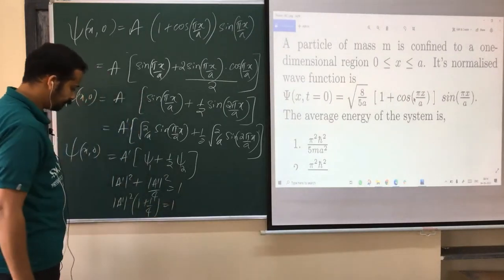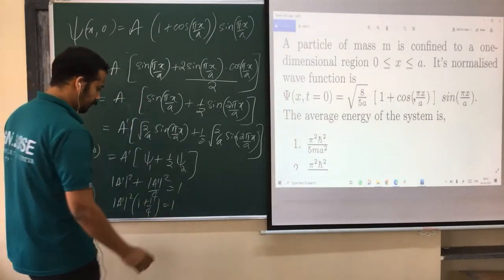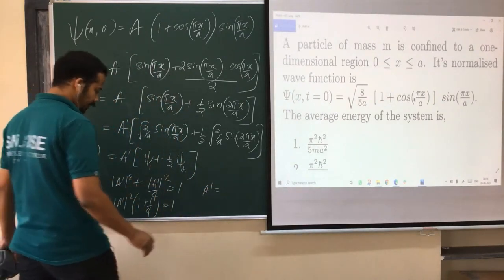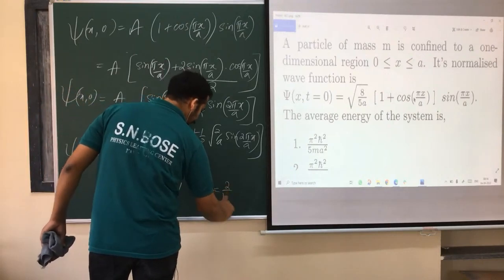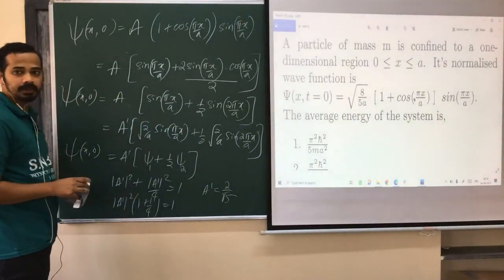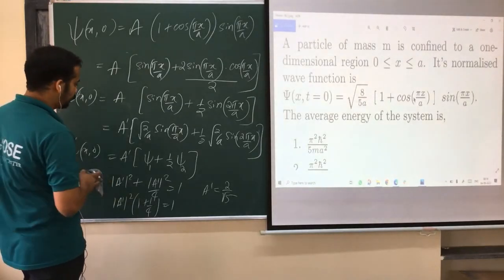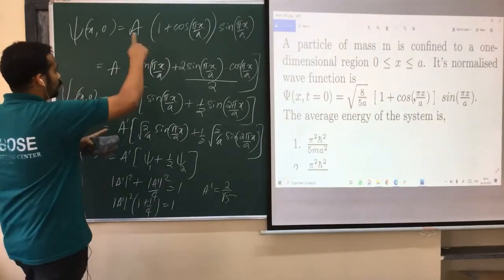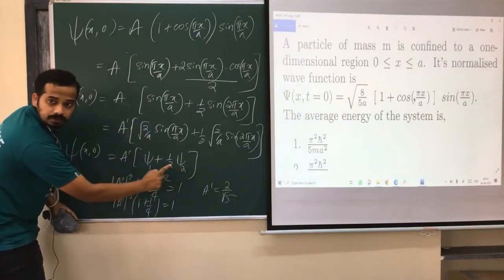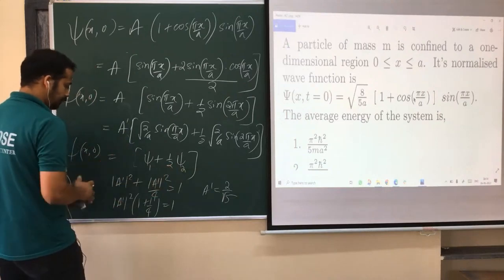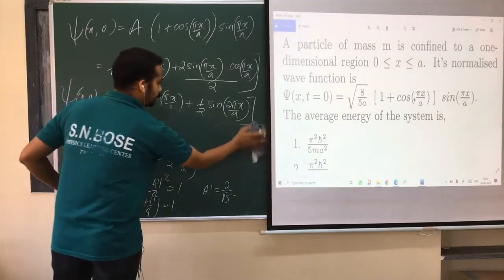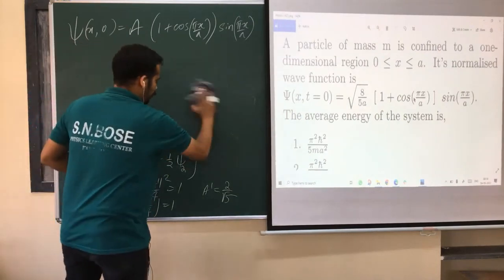What is A? A prime is equal to, I think, 4 by root of 4 by 5. Am I right? 2 by root 5. You got exactly the same thing earlier. Am I right? 2 by root 5. Don't substitute the same thing here. I'm just saying I just normalize this one. So this is equal to 2 by root 5. This is the normalized state.